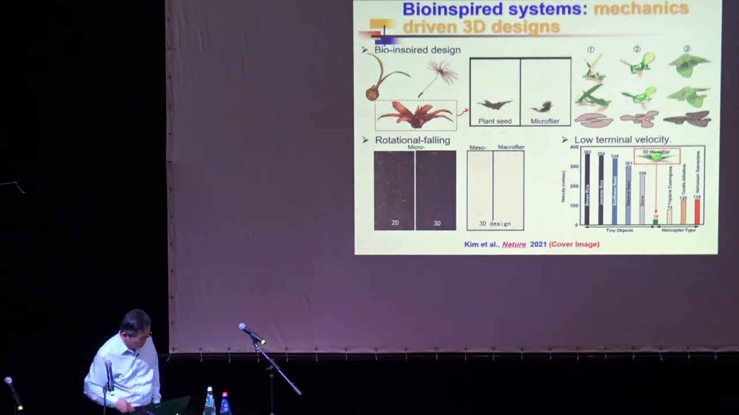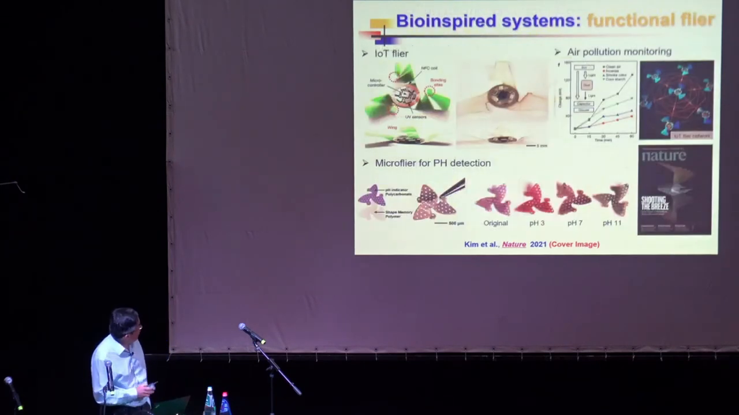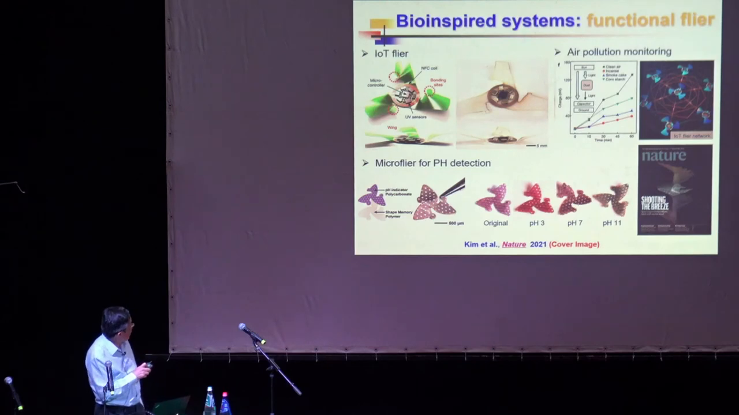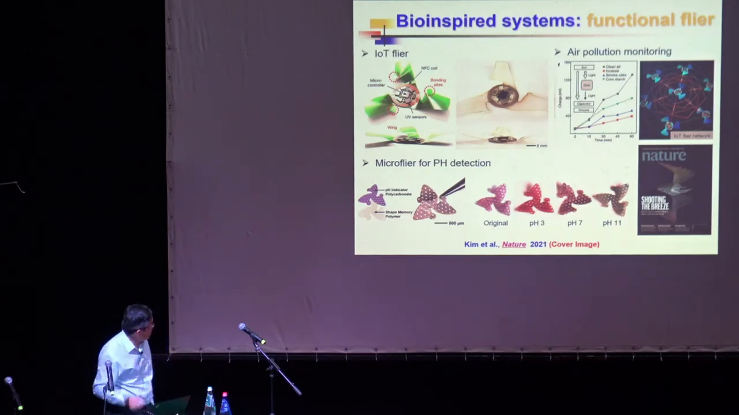For our microflyer design, it really starts from 2D and pops up into 3D. We can really make them functional. For example, lots of components. You have an NFC coil, for wireless communication. You can monitor that and send signals wirelessly. It has a UV sensor. Why do we need a UV sensor? It doesn't have power. It uses a UV sensor to absorb sunlight, using the solar energy to power it. So it doesn't need a battery. It just harvests energy from the sun.